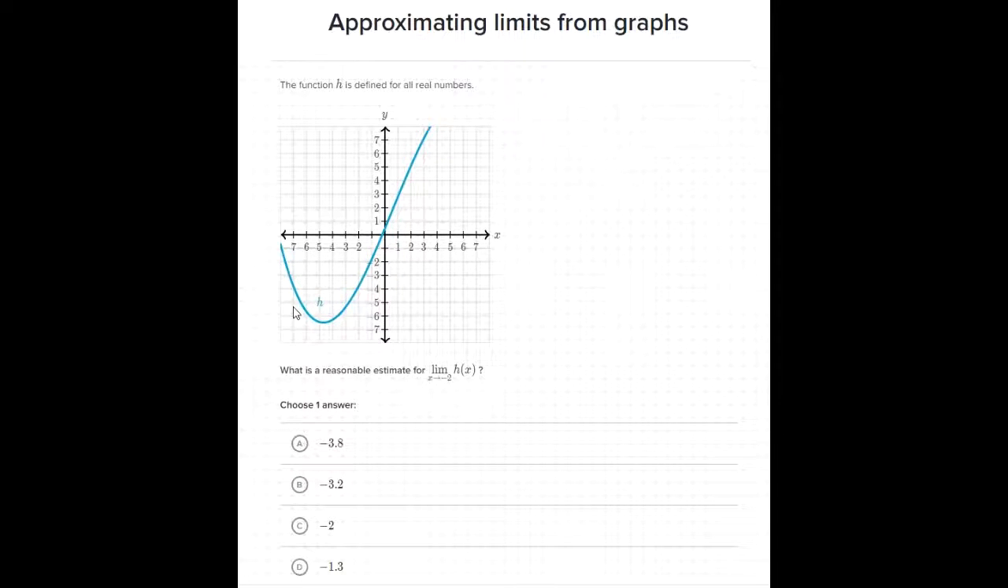Hello everybody, and in this video we'll be going more into depth on limits and just looking at examples and identifying them.